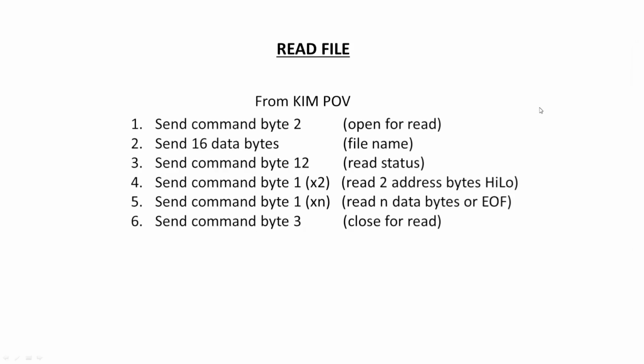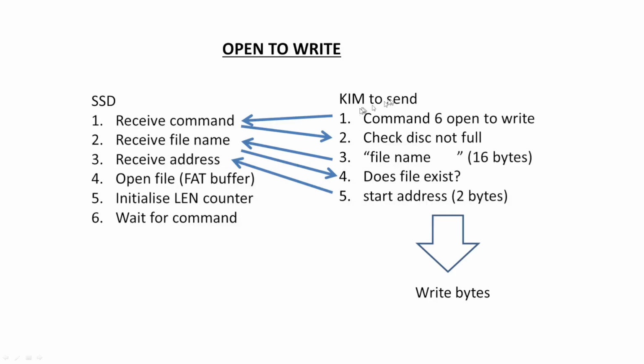Now, writing a file is very similar. KIM will send a 6, which is open to write. The solid state drive will receive that command, and if the disk is full, it will put an error back to say whether it's full or not. If not, it will send a 0 back saying, yes, okay, received your command, off you go. The KIM will then send the file name. It's 16 bytes long, so I want to open a file for writing to with this file name.